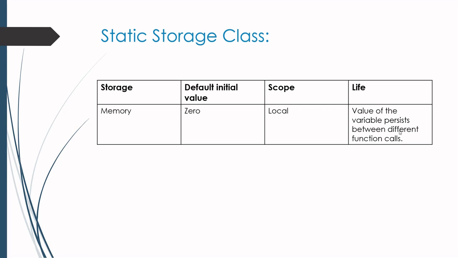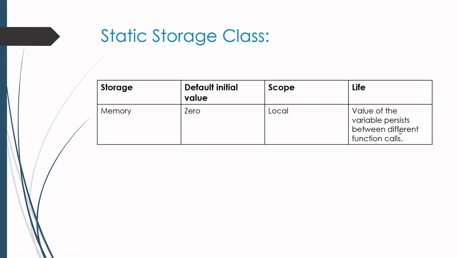So this will be best illustrated by means of the example that we will see later on. But you just have an idea as the value of the variable which will persist between different function calls. Once you call the function for the first time, the values of the variables will be initialized, and if you call it for the second time, they will be reinitialized.